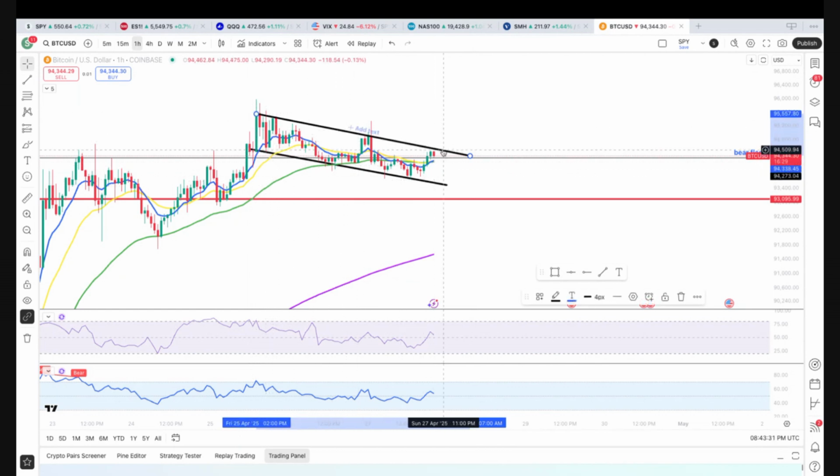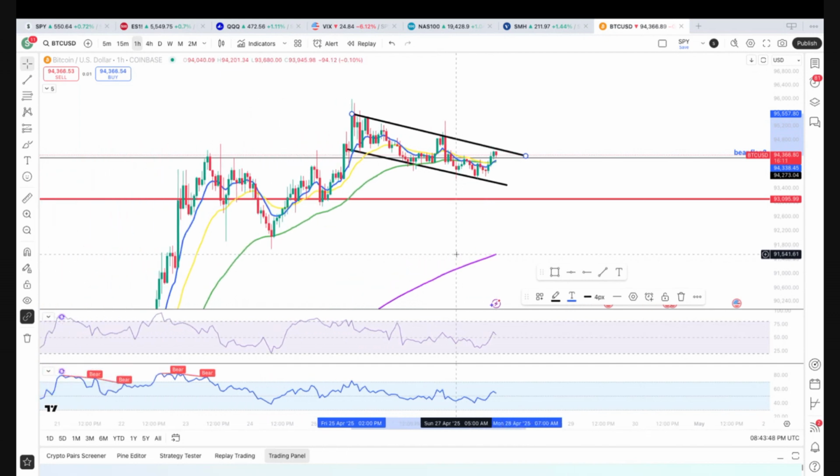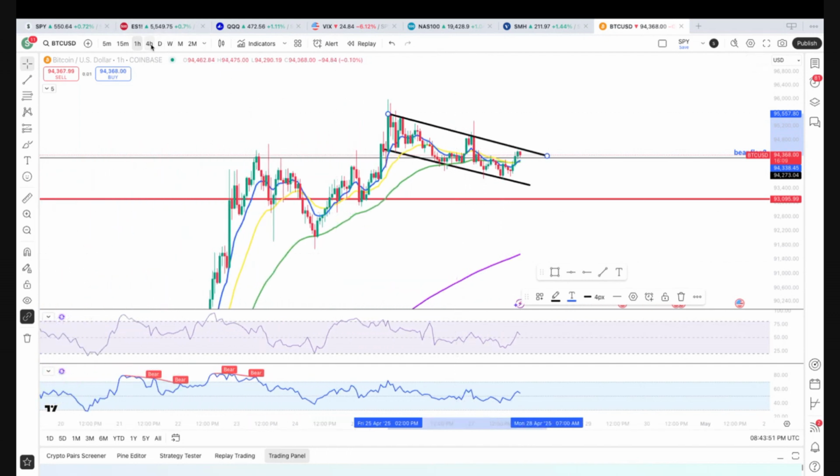So whichever way, if this is able to break above here, and Bitcoin is able to close above this level on the weekly, great sign for bulls. But if we fail here, then we'd be losing the 50 EMA, and getting back to the 200 EMA would mean 91,000. So that's what I see on Bitcoin so far.